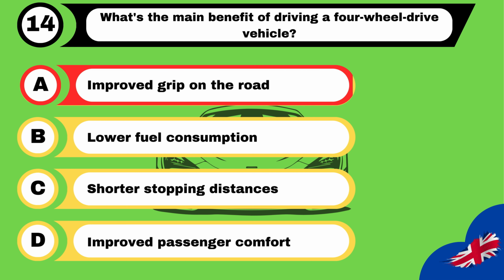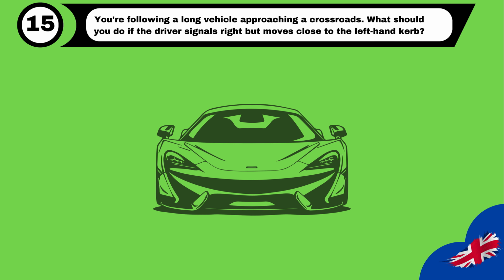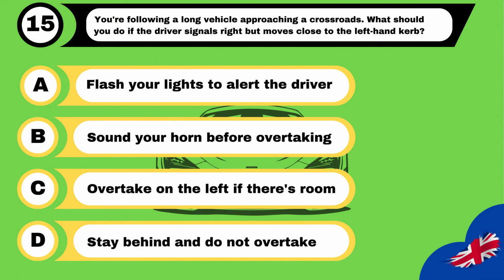The answer is A. Improved grip on the road. Question 15. What should you do if you think the driver of the vehicle in front has forgotten to cancel their right indicator? A. Flash your lights to alert the driver. B. Sound your horn before overtaking. C. Overtake on the left if there's room. D. Stay behind and do not overtake.